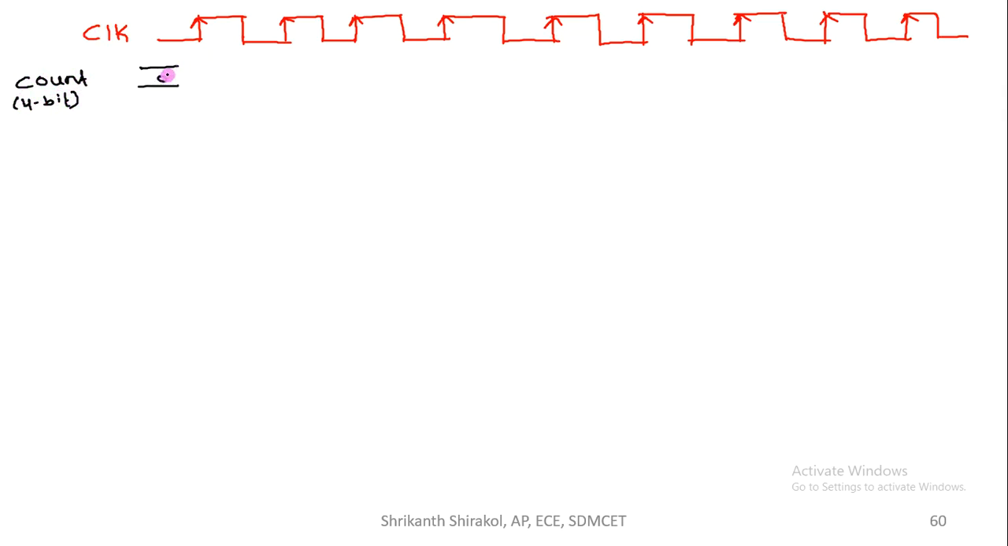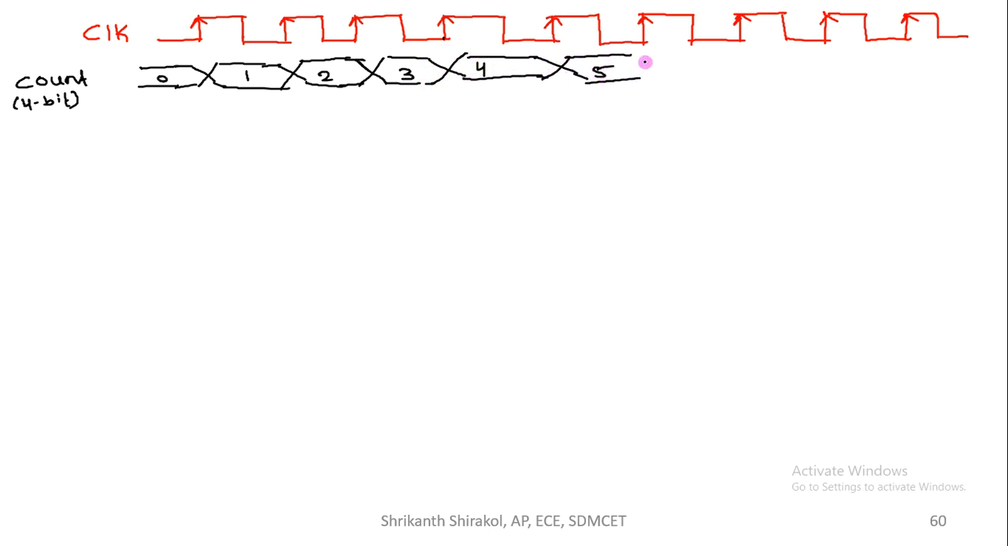So it is starting at 0. Here it changes its logic to 1. It continues, and at the next positive edge, again it changes its logic to 2. Again, here at the positive edge, it is changing its logic to 3. So at this point, again, it is changing its logic to 4. Sorry for my handwriting. 5. Important is the concept, not the handwriting. 7, 8, 9, right? So this is the counter behavior.